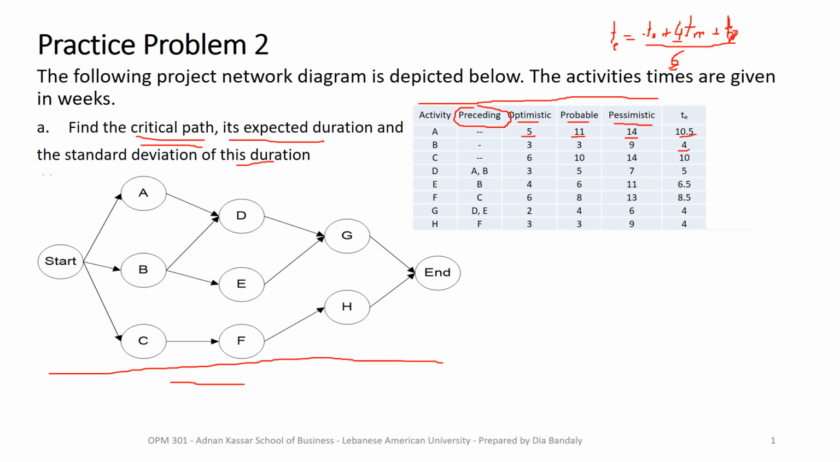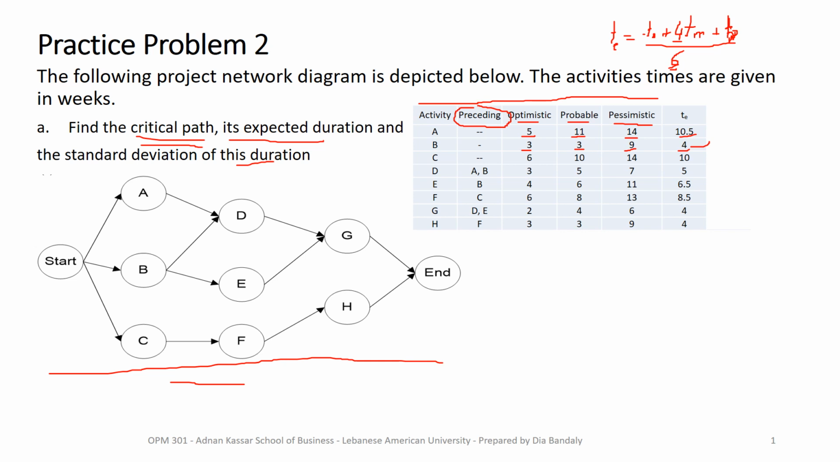And for activity B, again, it's the same thing. You simply apply the equation. So it's 3 plus 9, that's 12, plus 4 times 3, 12, plus 12, 24. 24 divided by 6, that's 4. All right, so this is how you get it. Also, I strongly advise you to practice finding these on your own. Now what do we have to do? We need to find the critical path.